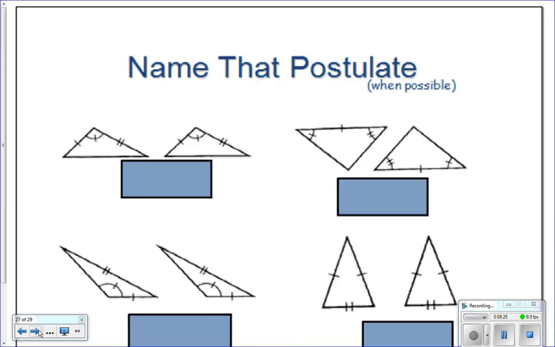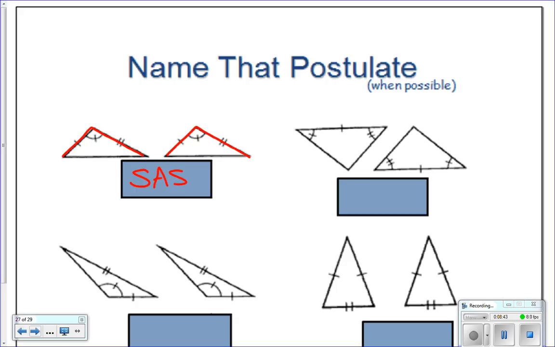Let's look at some more of these. So again, name that postulate. It's saying, are they congruent or are they not? And if they are, how do you know they are? So let's go through. Side, angle, side matches side, angle, side. Yes, they have to be congruent.